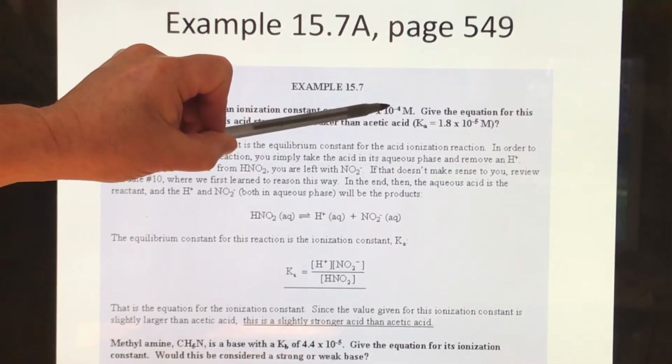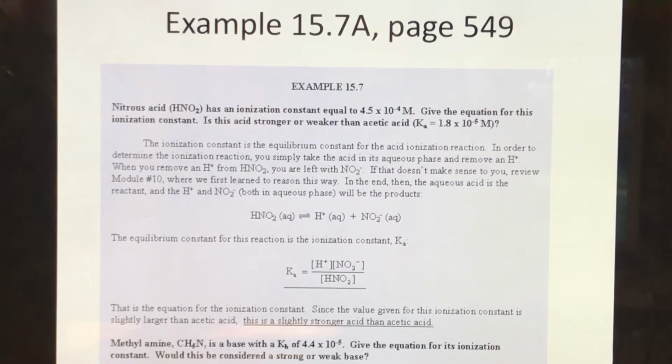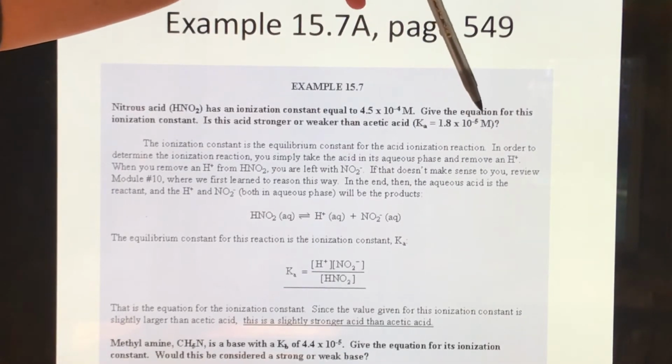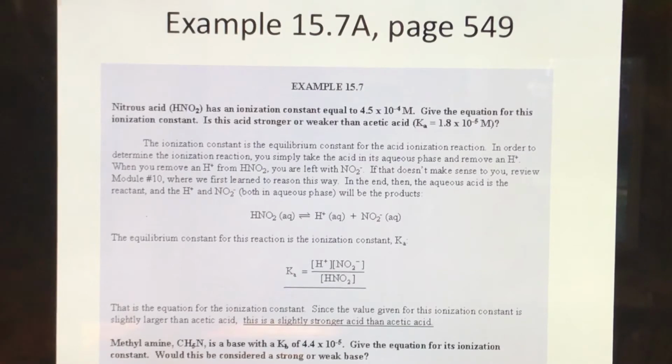And so this is just simply a numerical evaluation. It is greater or less than. So a higher number, this is to the negative fourth versus 10 to the negative fifth. This would be the stronger acid.